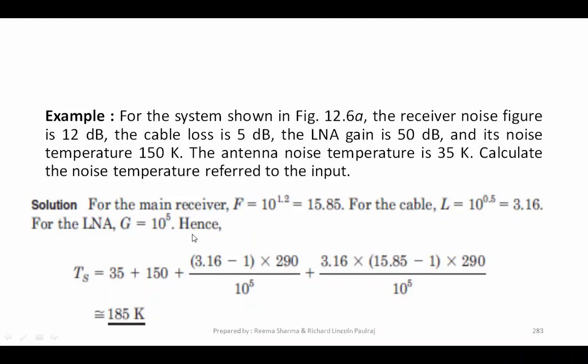So we substitute all of these values into our formula, and we end up getting the value as 185 Kelvin. This is the most repeated question you can find in your examinations.